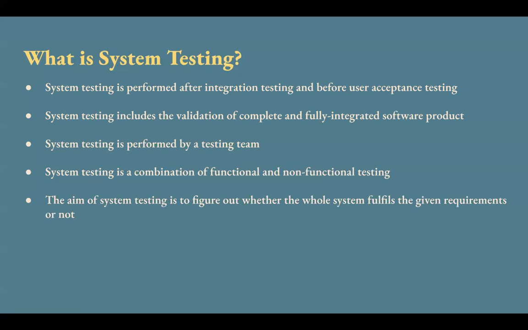The aim of system testing is to figure out whether the whole system fulfills the given requirements or not. System testing comes under black box testing, means the tester will mainly focus on functionality of the feature, whether the feature is developed as per the requirements and performing as expected or not. The internal code of that feature is hidden from the tester, means the tester will test the functionality of that feature by giving different inputs and verify the output from the perspective of normal user.